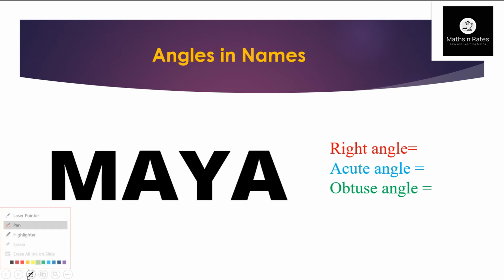Again we will count the number of right angle, acute angle and obtuse angle in each alphabet. Now here you will observe that there are no right angles. So we will write 0 in front of right angle. Now we will count acute angles.